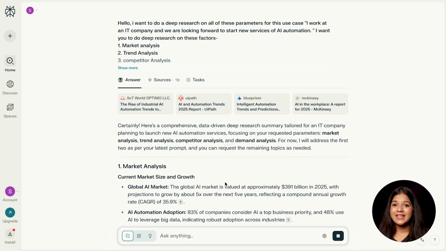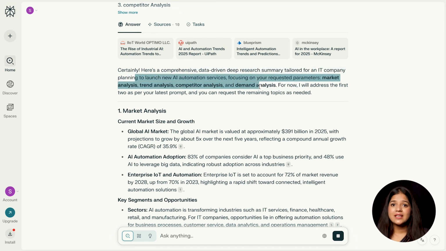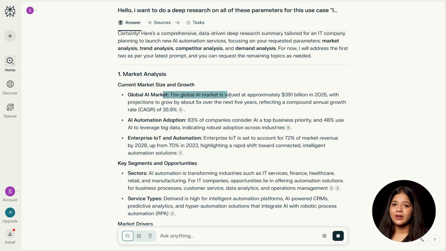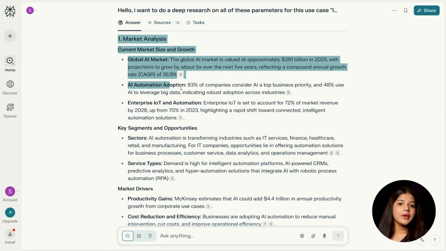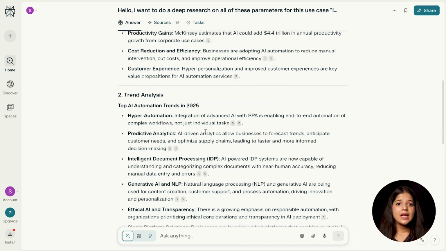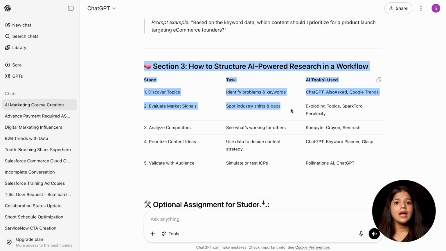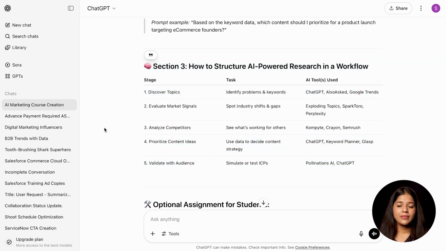Look at what it's giving us. Actual market data, specific statistics, competitor analysis, and trend predictions. This research is going to be crucial in determining whether starting this new service makes business sense or not. Now, let me show you the difference. I am going to put the exact same prompt into ChatGPT and see what happens.